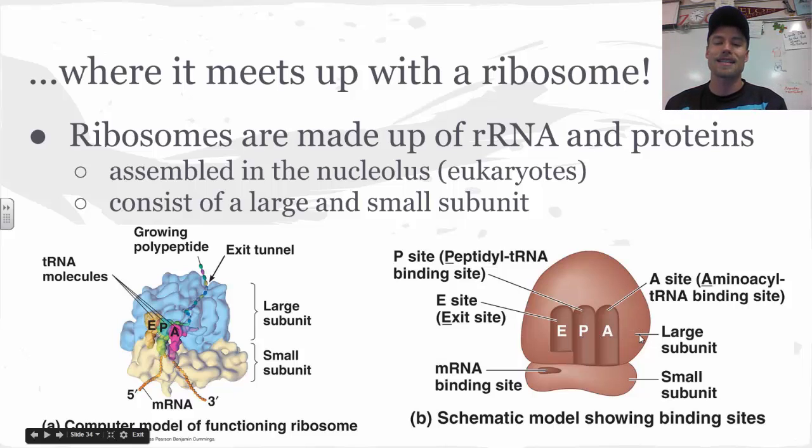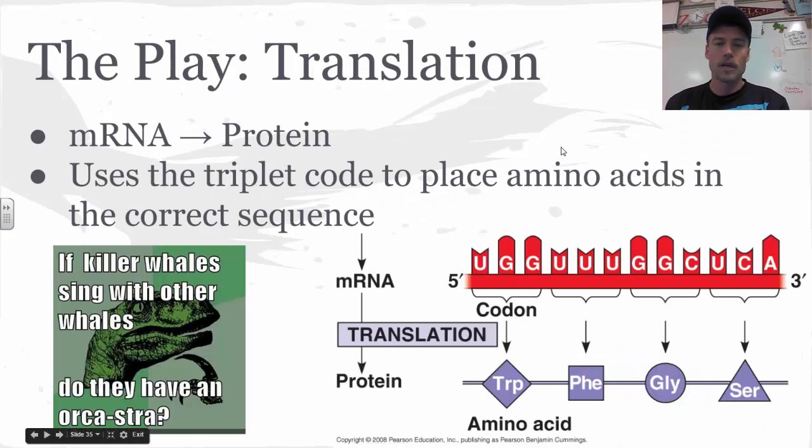We have three different sites. The A site is where the tRNAs will kind of come in. The P site is where the amino acid from the tRNA is added onto the growing polypeptide chain, and then we have the E, or the exit site. So this is translation that we're talking about. We're going to be taking mRNA and turning it into a protein, and we're going to use a triplet code, which is the codons, to place amino acids in the correct sequence. So it is about the specific sequence of the nucleotides found on the mRNA that is going to lead directly to the protein being formed.